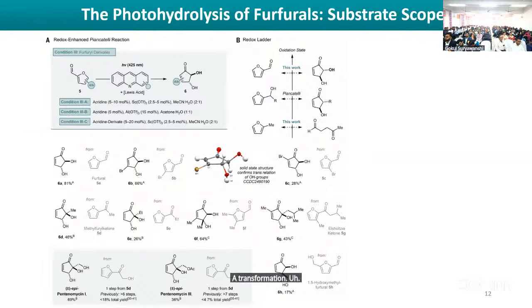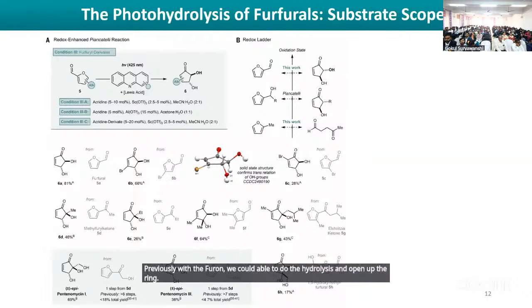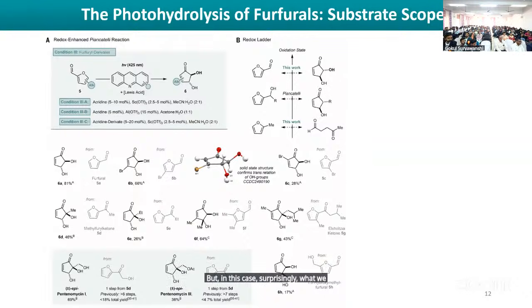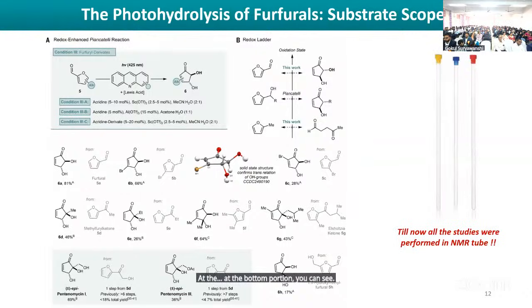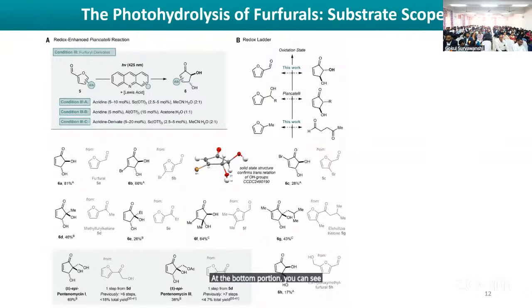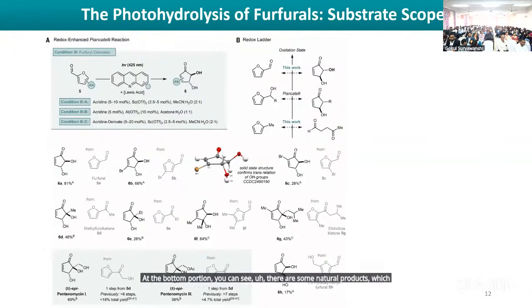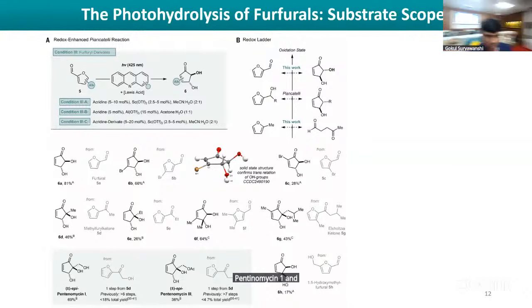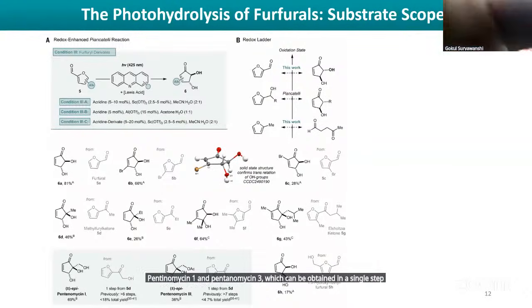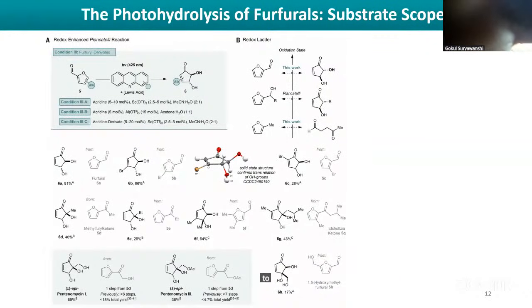Here, the second portion was the photohydrolysis of furfural. Previously, with the furan, we were able to do the hydrolysis and open up the ring. But in this case, surprisingly, we saw some rearrangement of these 2-substituted furans, and we were able to get the trans dihydroxy compound. At the bottom portion, you can see there are some natural products called pentenomycin 1 and pentenomycin 3, which can be obtained in a single step starting from the 2-substituted furfural derivative.